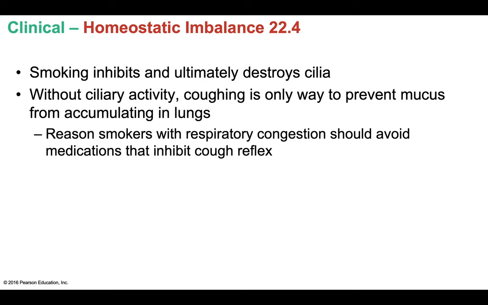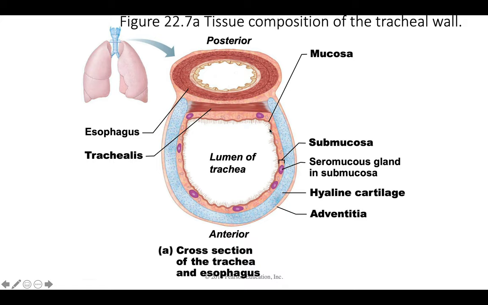All right, so smoking inhibits and ultimately destroys the cilia. So when you smoke, all the toxins that are within the cigarette, they end up paralyzing these ciliated cells, the cilia. So now the cilia are paralyzed, they're not able to move. Mucus is constantly being produced. So mucus just keeps on building up and up and up. And what ends up happening is the lumen of this trachea starts to get smaller and smaller.